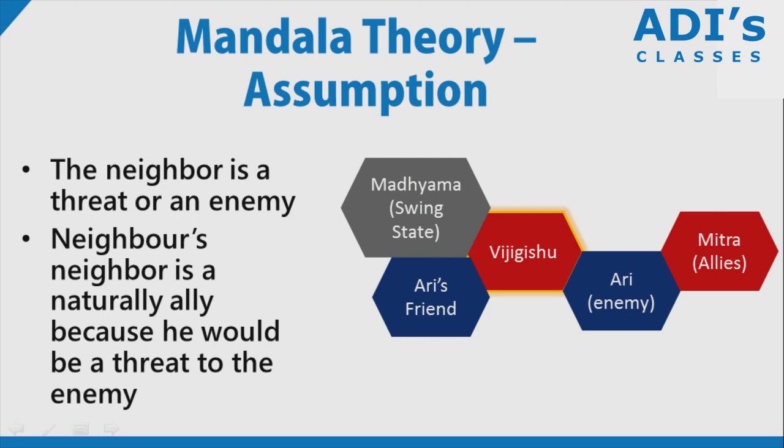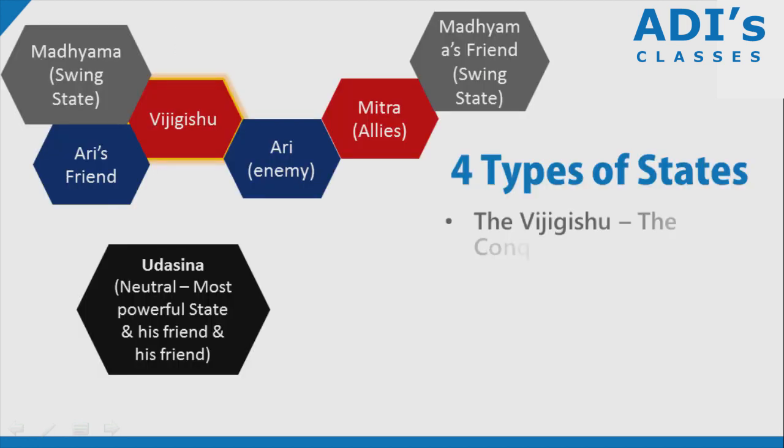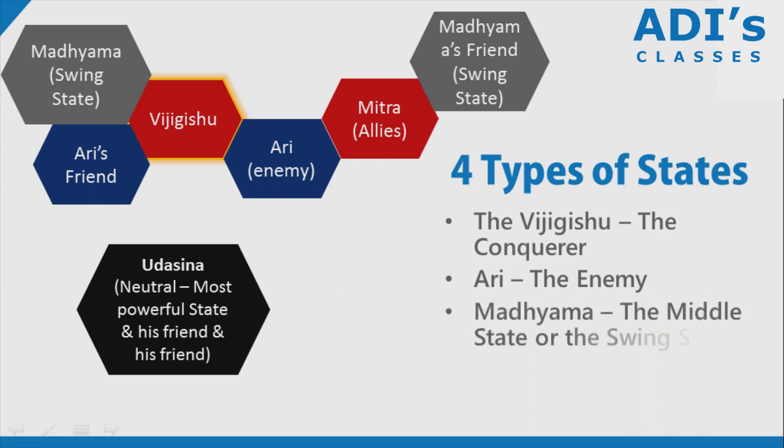The Mandala theory consists of 4 major types of states. The first one, as we saw before, is the Vijigishu or the conqueror. The second one is the Ari. Ari is the enemy. The third one is the Madhyama. The Madhyama is the middle state or the swing state. The fourth one is the Udasina, that is the neutral outlier.